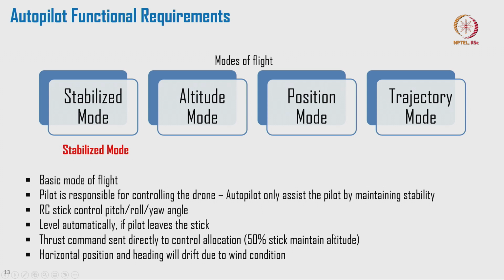50% stick will maintain the altitude. Less than that will start descending. Horizontal position and heading will drift due to wind conditions, so the pilot has to correct it manually. If he wants the position to stay there, he has to correct the position based on the RC.